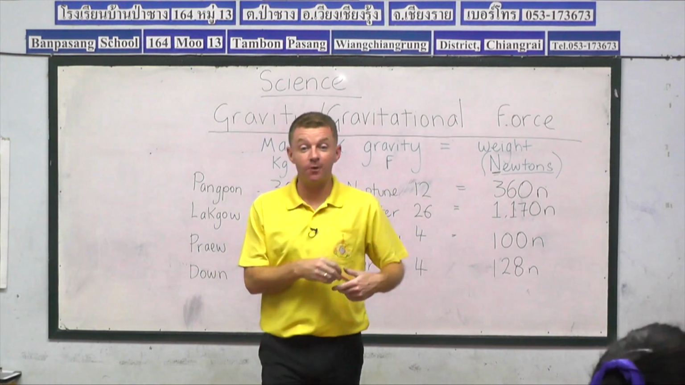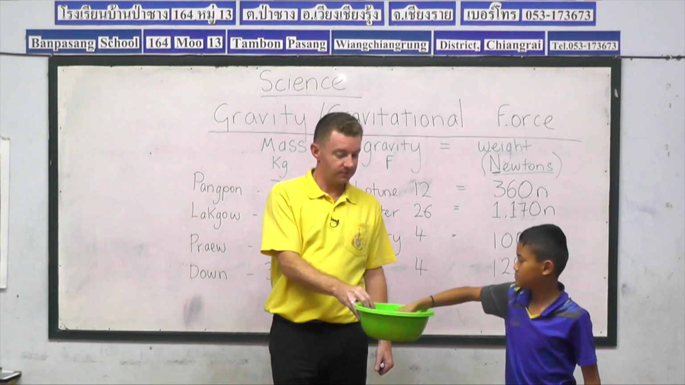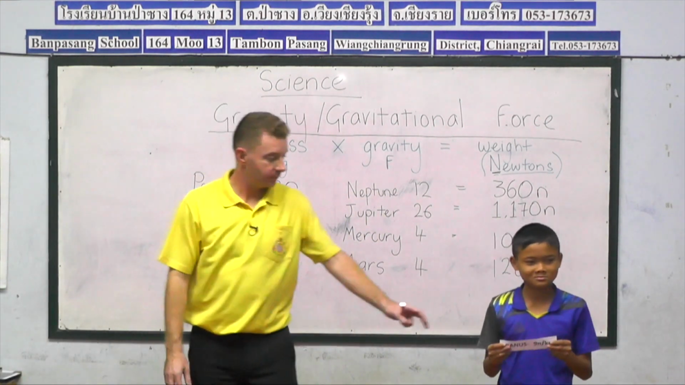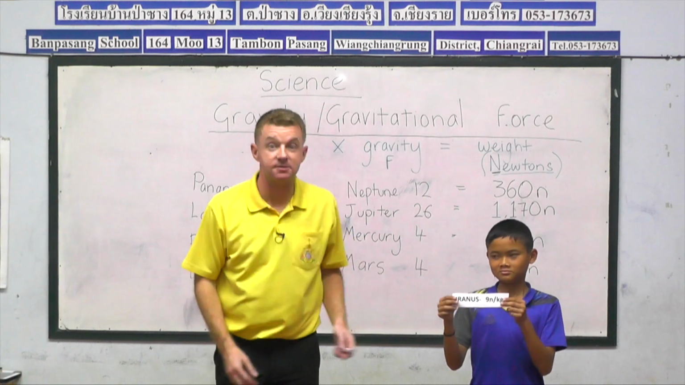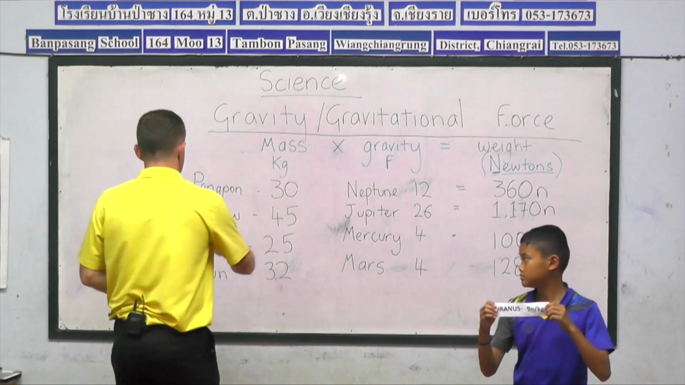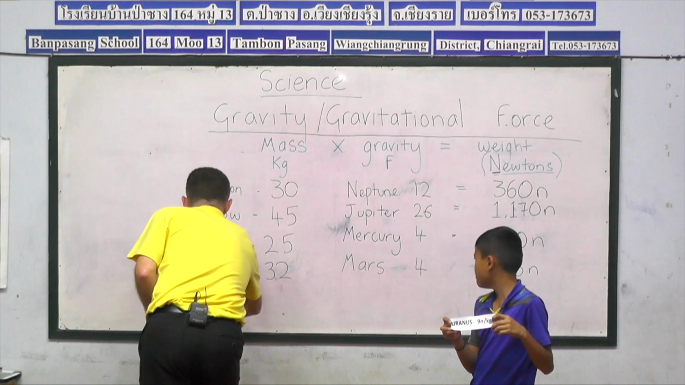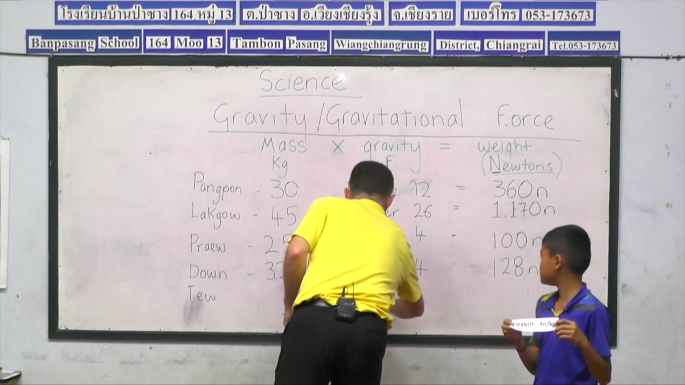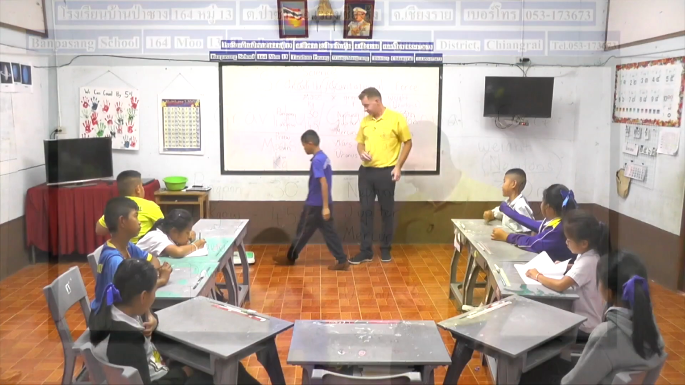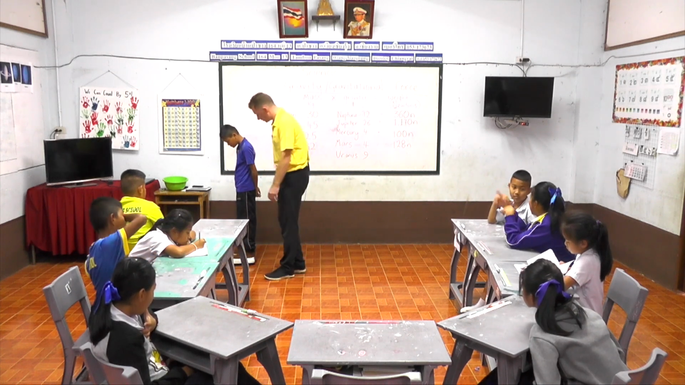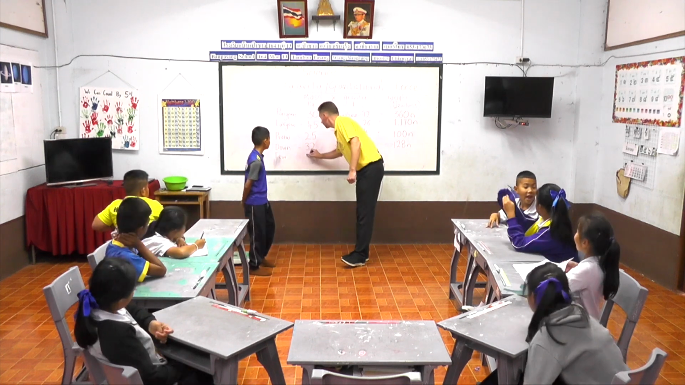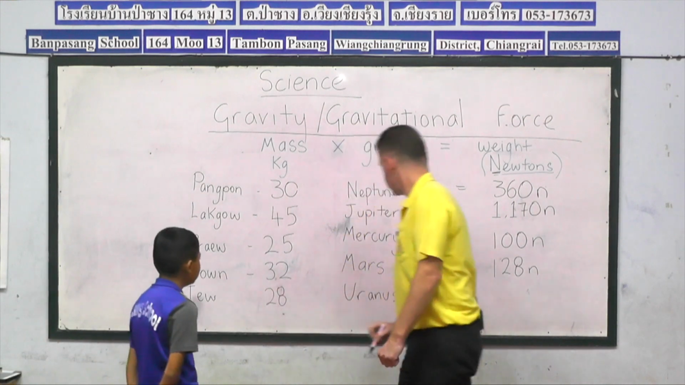And now Chu's turn. Chu, come and join me at the front, please. Okay, so what planet is Chu going to? So let's see. Uranus. What's the gravitational force on Uranus? 9. Okay, so Chu is going to Uranus. So now it's time for Chu to take to the scales. Let's find out his mass on planet Earth. How many kilograms? 28. Chu's mass on planet Earth, 28 kilograms.